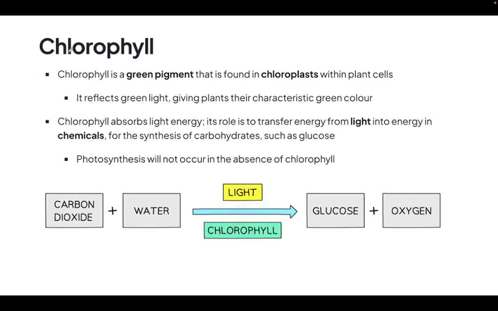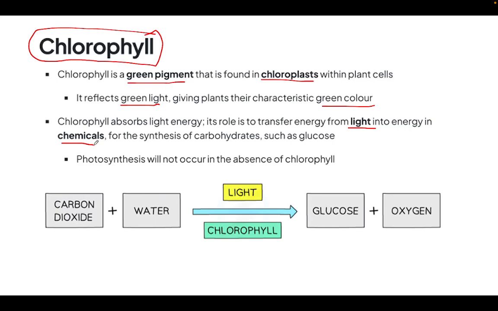Now, chlorophyll, like I said, is a green pigment which is found in the chloroplast. It's exactly what it is. It reflects green light, so it is green in color. So you should understand that chlorophyll absorbs light energy, and its role is to transfer energy from light to chemical energy, a very important part here. This is why you can pause our video right here and copy this at the back of your book. Understand the main role.